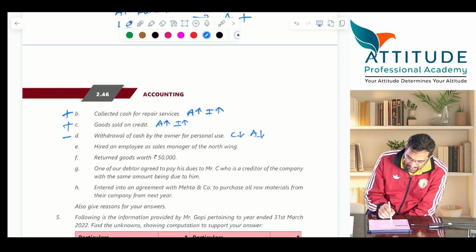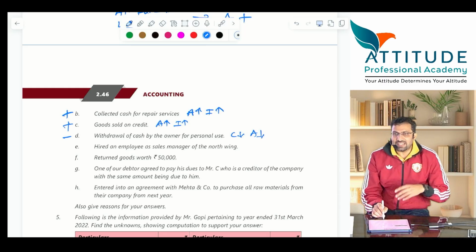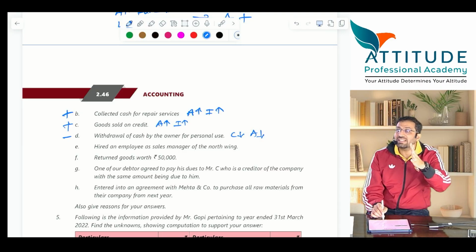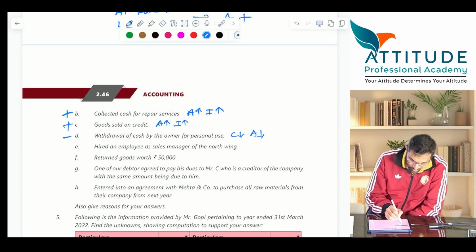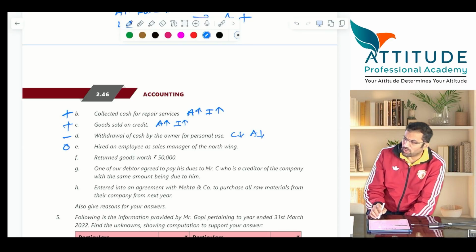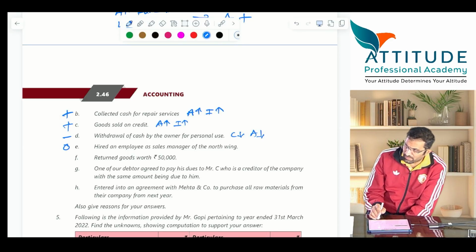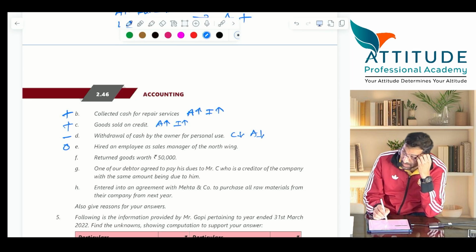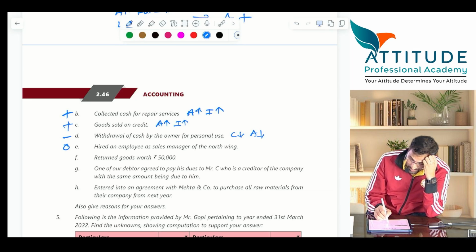Hired an employee as sales manager for the north wing. Just hiring an employee, there is no monetary transaction. Yes or no? So this is 0. Then return goods worth rupees how much? 50,000. Now you tell me, return goods to whom? The creditor. So liability reduces, asset also reduces.